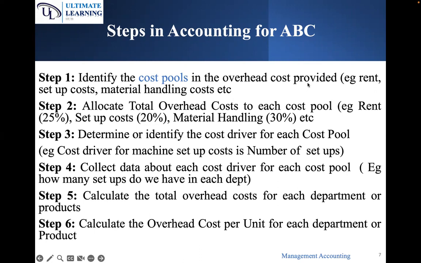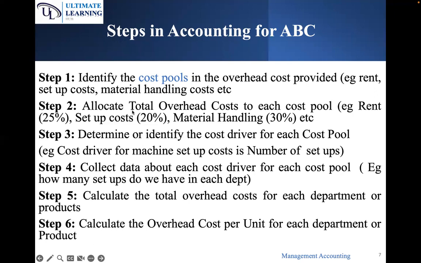Step number 1, you need to identify the cost pools in the overhead costs provided. So what are cost pools? For example, if your overhead costs were 10 million, you need to identify what are the components of 10 million. What are the activities in the 10 million? So you can identify that out of the 10 million, there is maybe rent, there is setup costs, there is material handling costs. That becomes your step 1. Identify the cost pool. So your cost pools are rent, setup costs, and material handling costs.